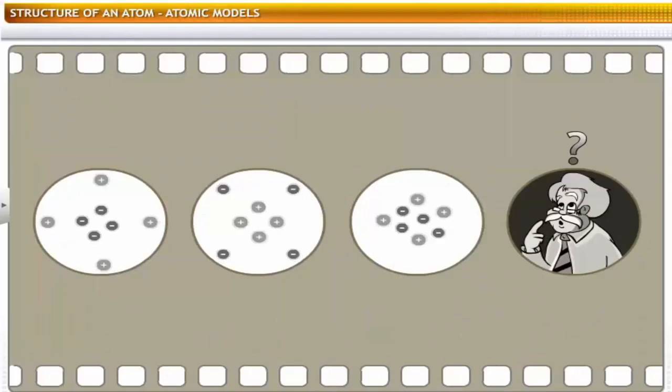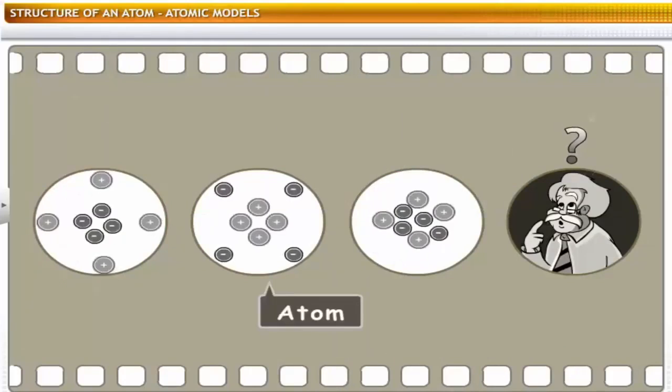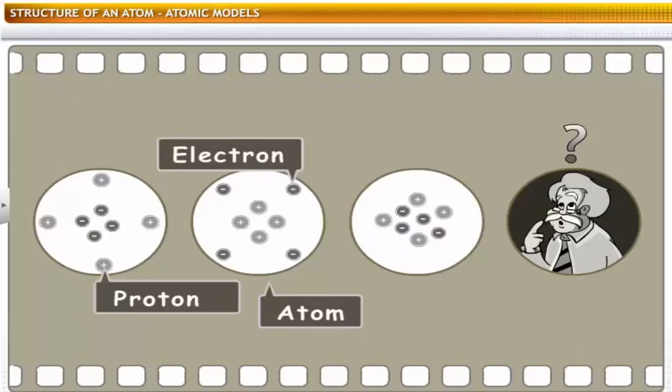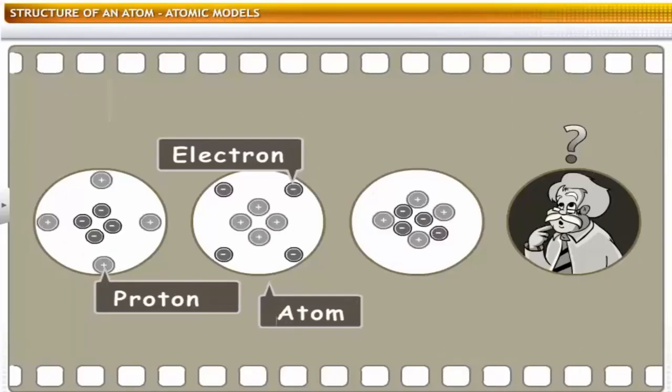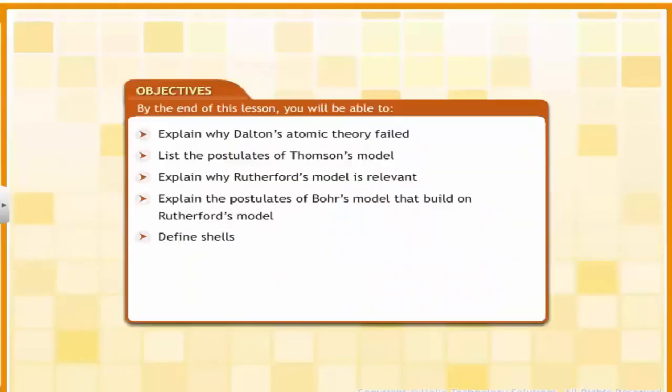These discoveries made scientists believe that an atom was divisible and made up of electrons and protons. What they didn't know at that time was how the electrons and protons were arranged within an atom. They tried to understand this arrangement through various experiments. This lesson introduces you to different models related to the structure of an atom.